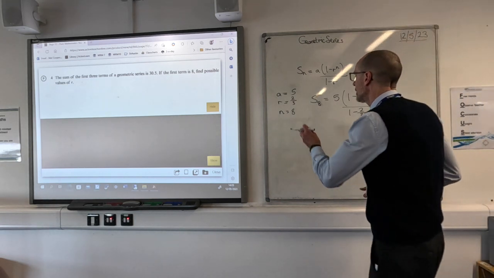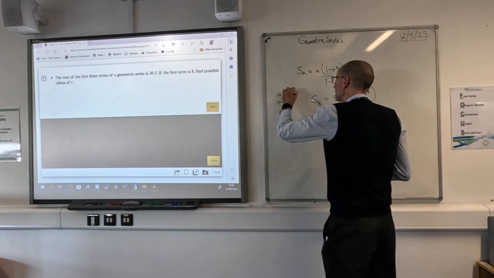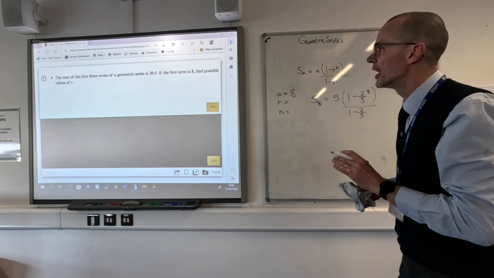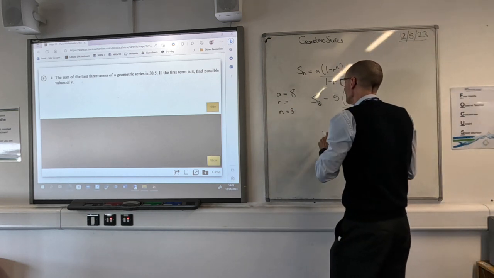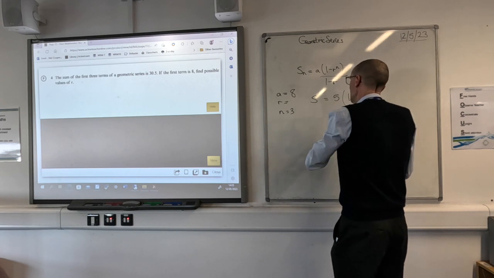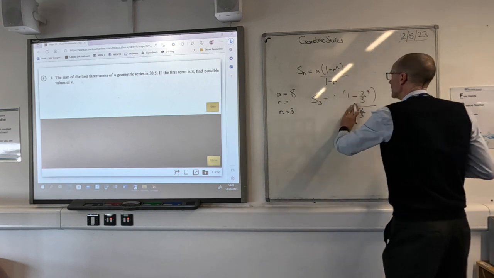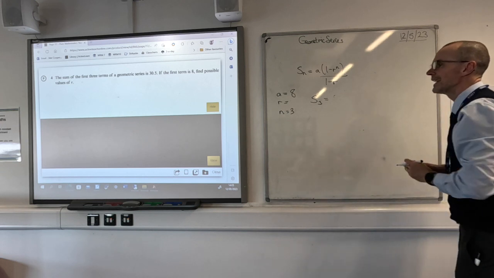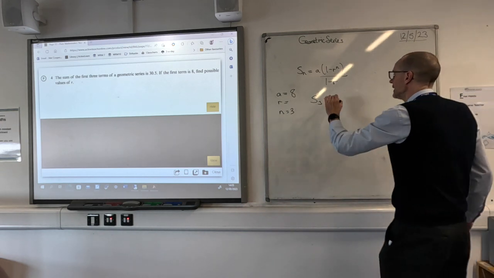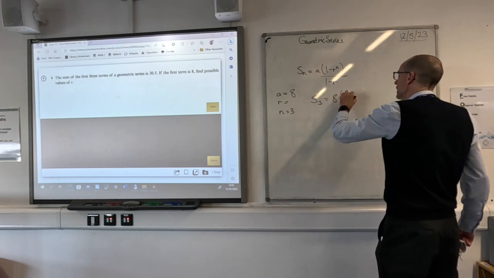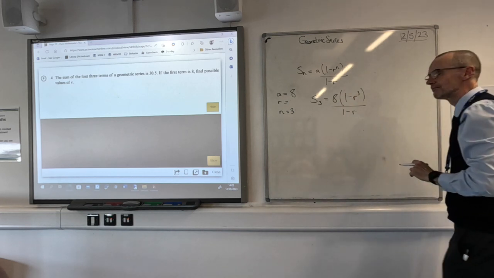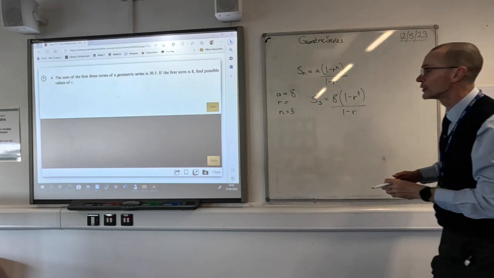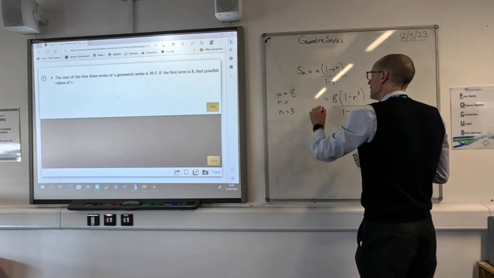the first term is 8. I don't know r, but n is 3. So I can write a formula for the sum of the first 3 terms. It is 8 times 1 minus r to the power of 3 over 1 minus r. And we're told that that is equal to 30.5.